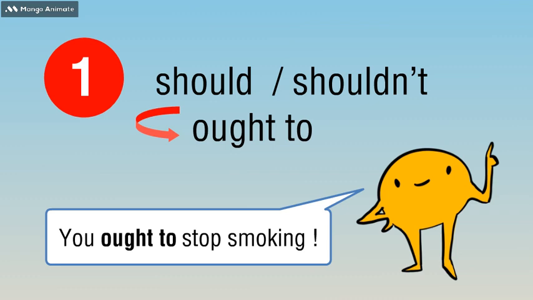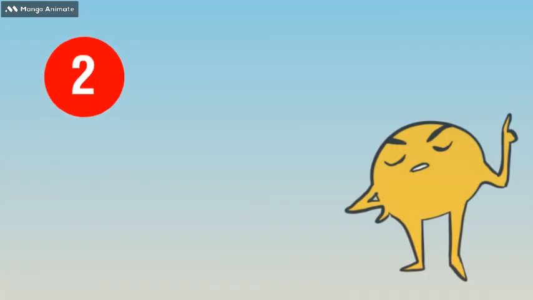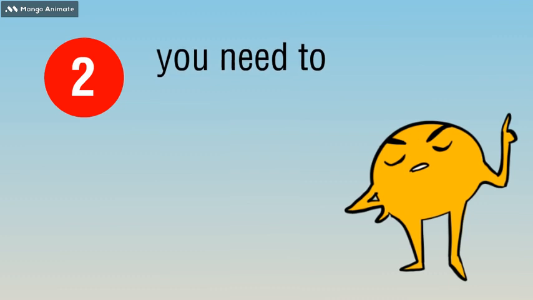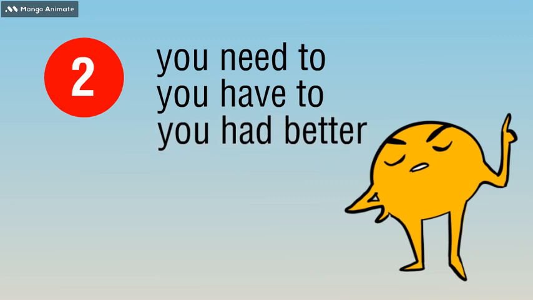All right. From here, I can increase the intensity to make it sound like an obligation. I might use some expressions such as you need to or you have to. And if I want to play mom and dad, I might use an expression such as you had better, which implies that there is a negative consequence to this suggestion, to this obligation.